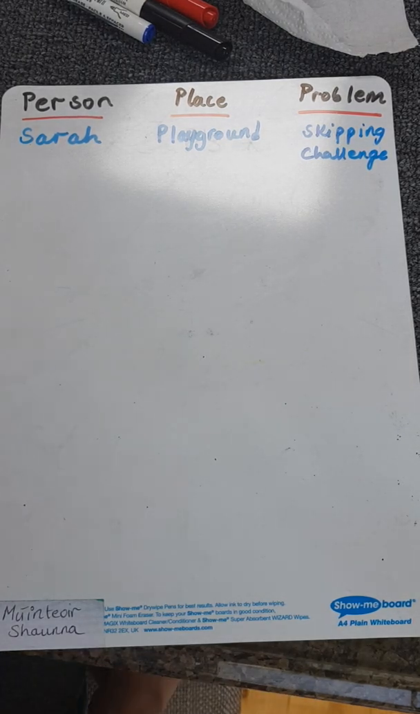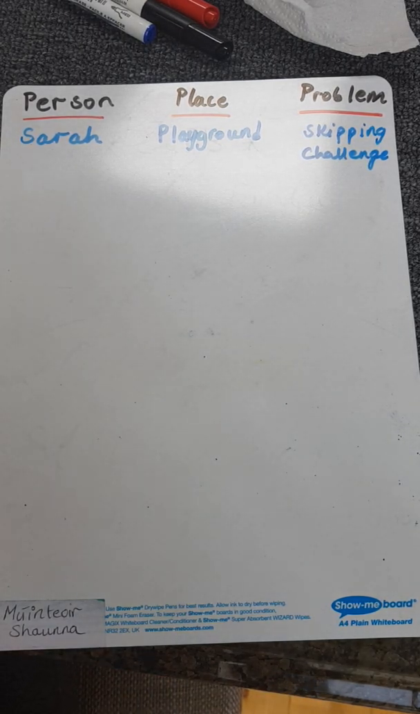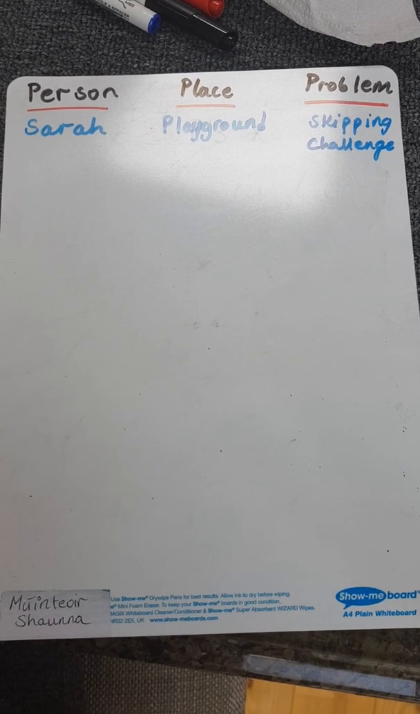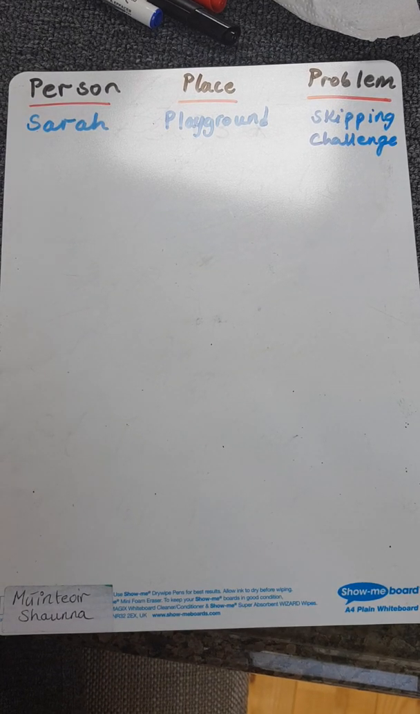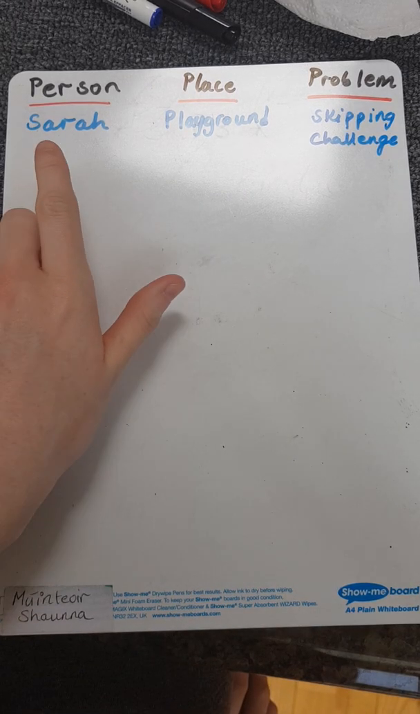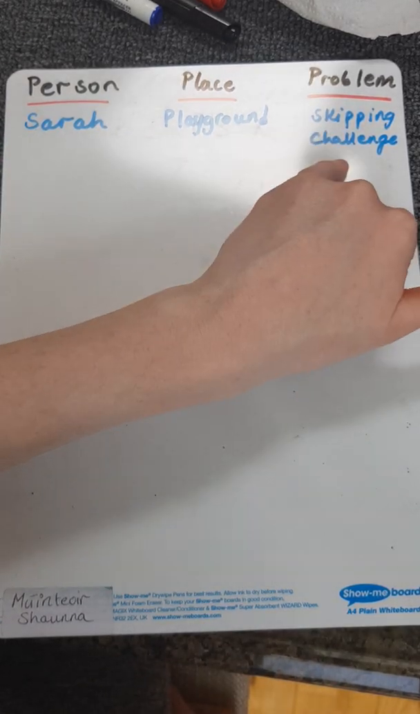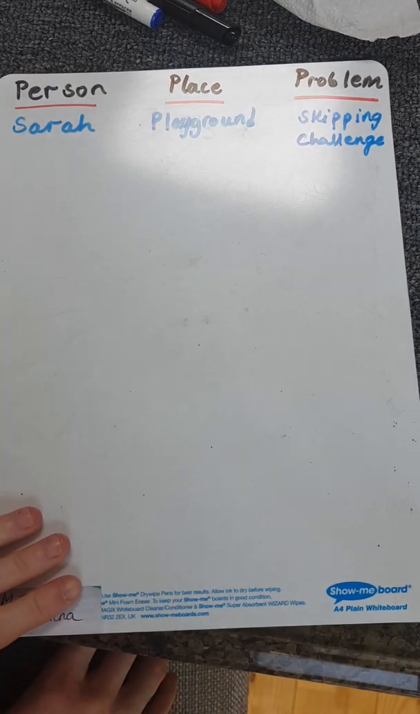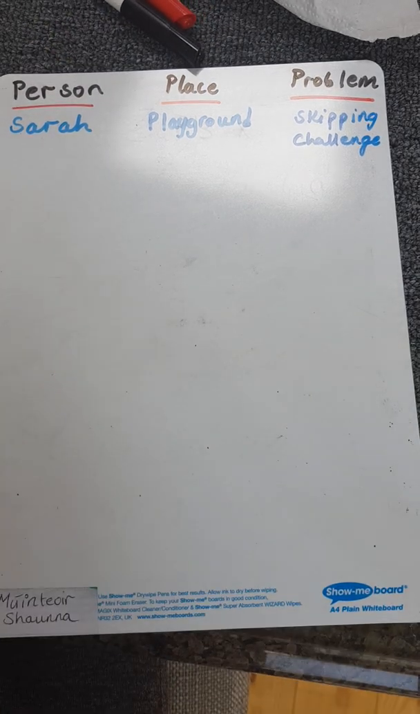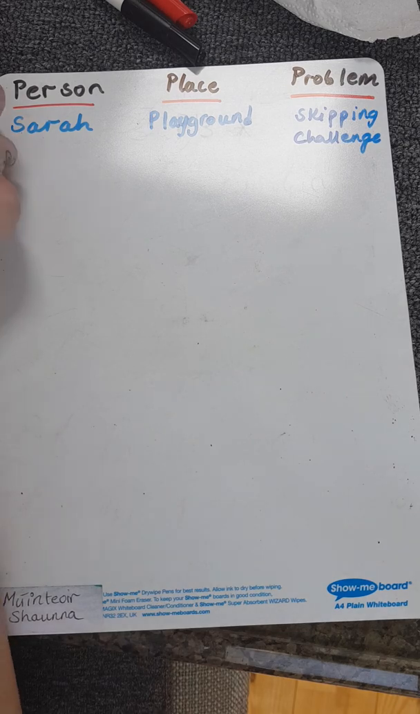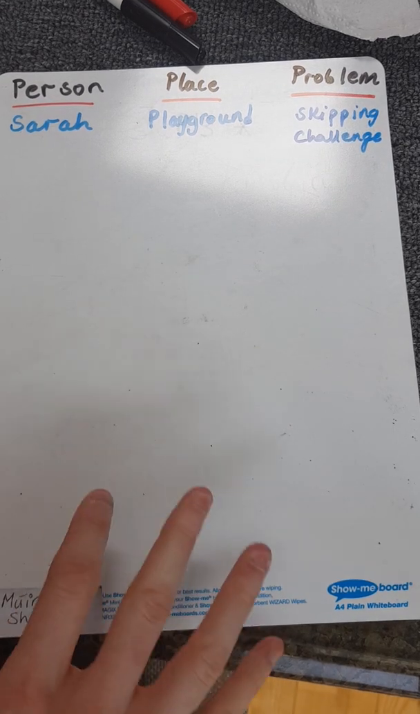Okay guys, so now we have planned out our story. We have done our mind map for person, our character, place, our setting, and we know what the problem is going to be. I have mine written down here. My person is Sarah, my place is playground, and the problem is a skipping challenge that another boy is going to have extreme difficulty with, okay? And needs Sarah's help to complete.